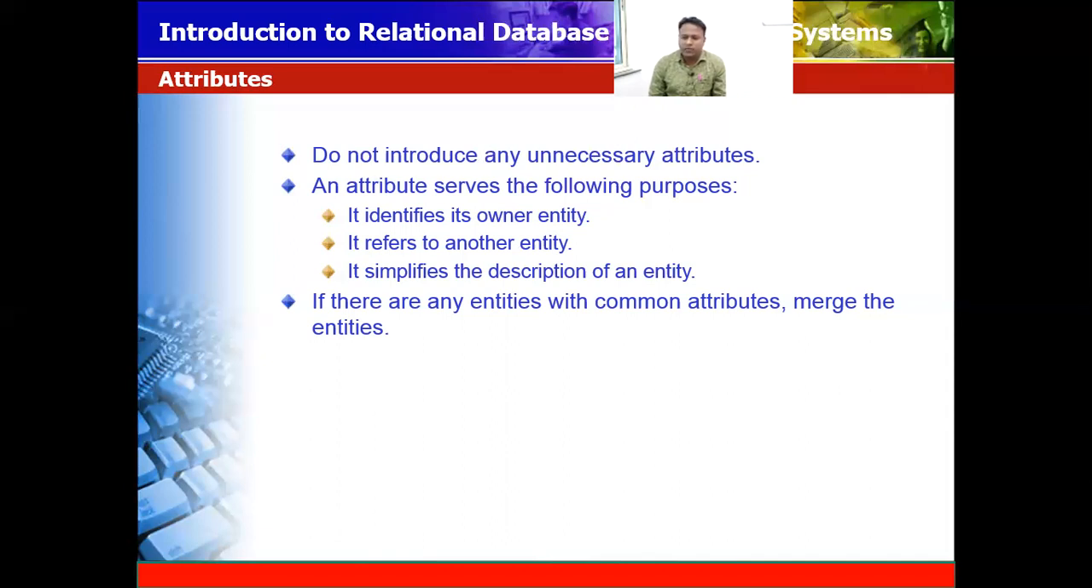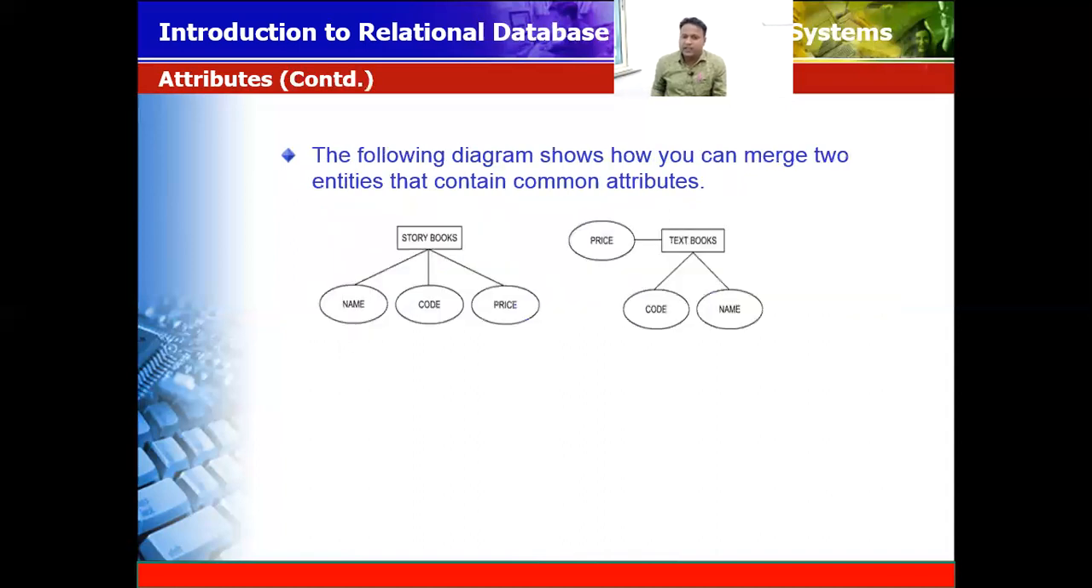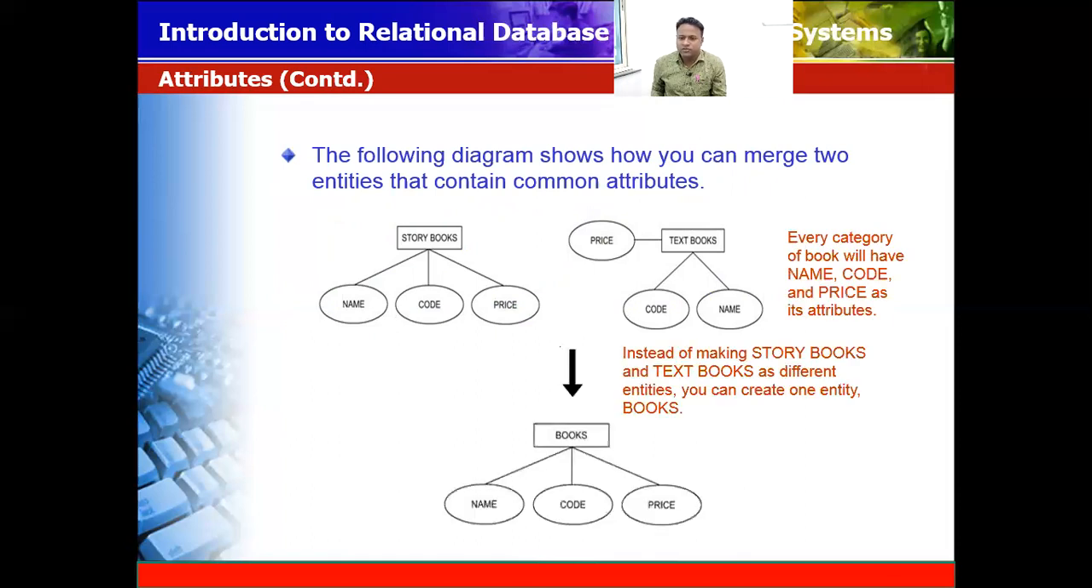If there are any entities with common attributes, merge the entities. So if the tables have some common attributes, then you have to merge them. Like here we have storybook and textbook: in storybook name, code and price are present, and in textbook also price, code and name are present. Then you have to merge them. So after merging, it comes to books, and you can say it has name, code and price. Clear?